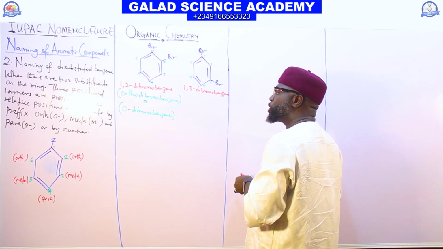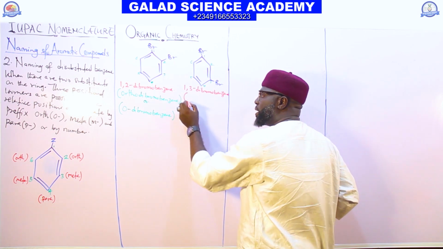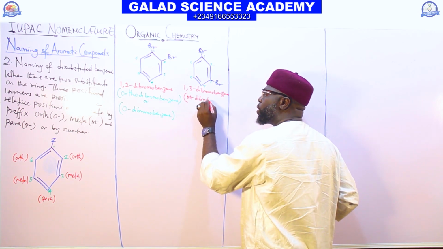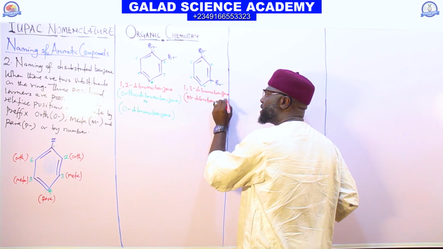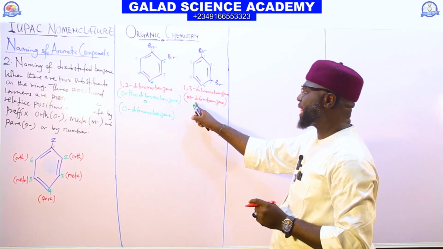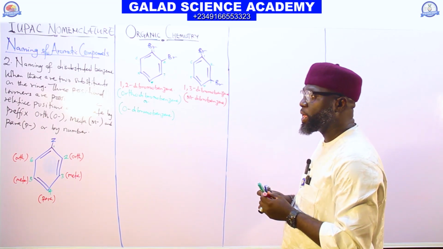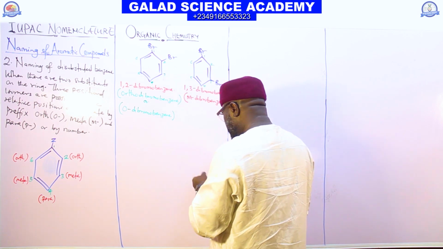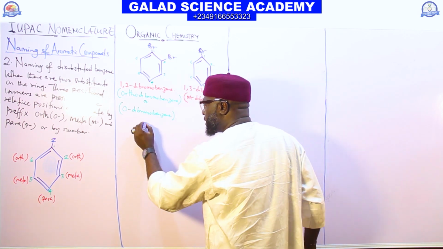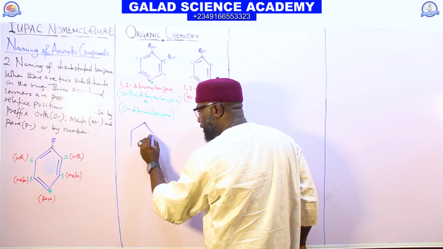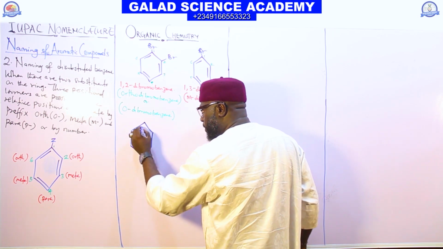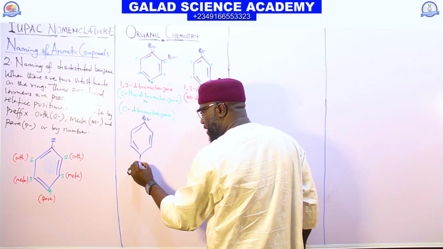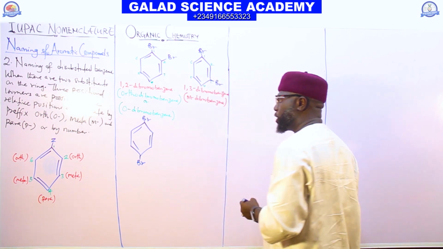So this is another name for this compound now. Here we can call it m-dibromobenzene. This M means meta-dibromobenzene. We can also have it in this form. If we have our structure of benzene in this form, we have bromine here, we have another bromine here. So what do we call this structure?